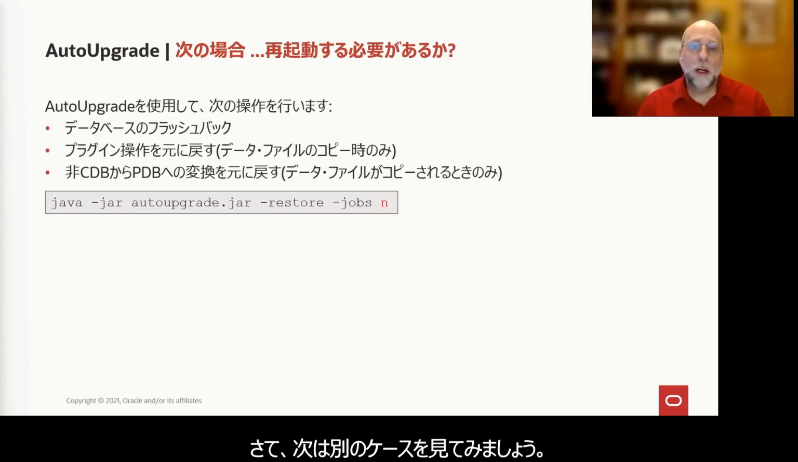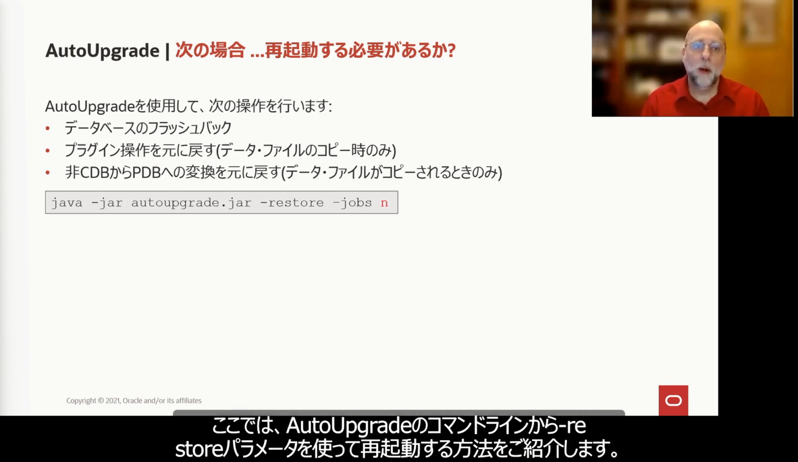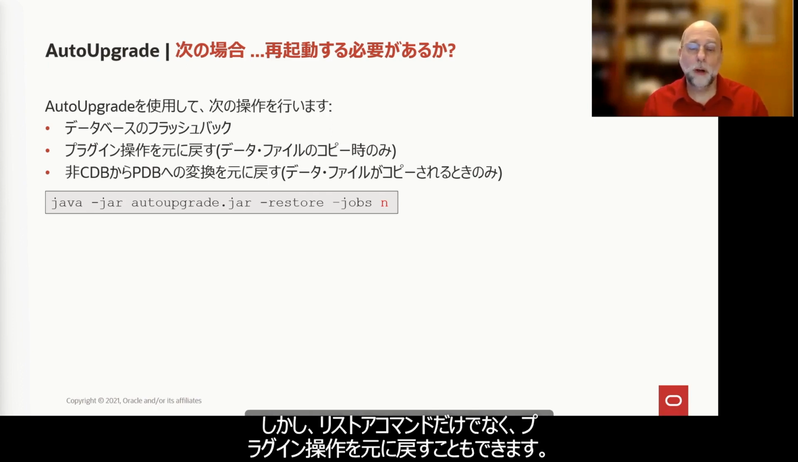Okay, so now let's take a look at a different case. What if you need to restart the whole upgrade process for some reason? Well, we give you ways to do that from the command line with AutoUpgrade using the -restore parameter. And what this will do, you could flash back the database to a guaranteed restore point using the command line interface for AutoUpgrade. But with the restore command, you could also revert a plugin operation.